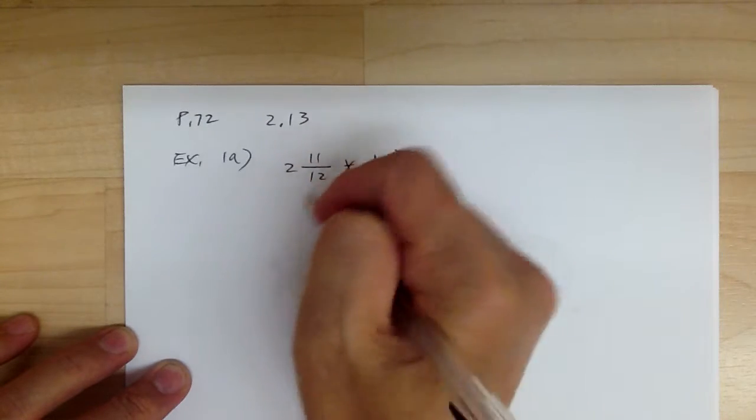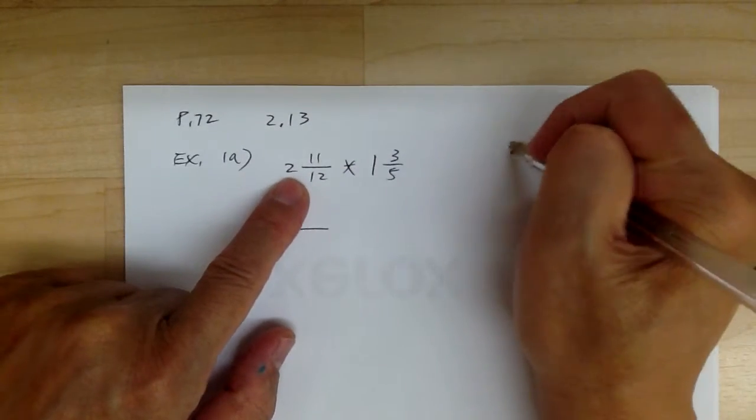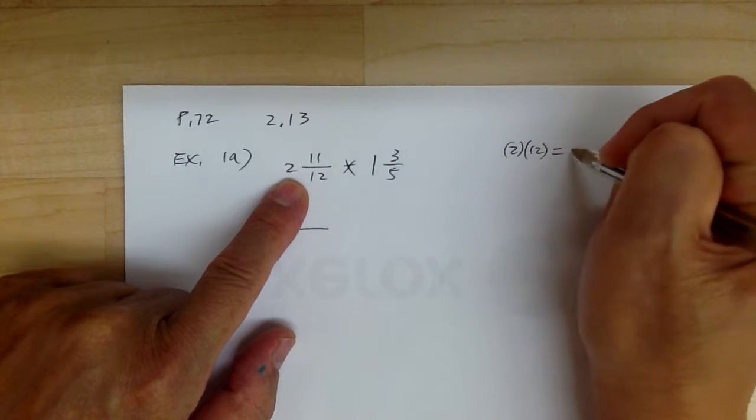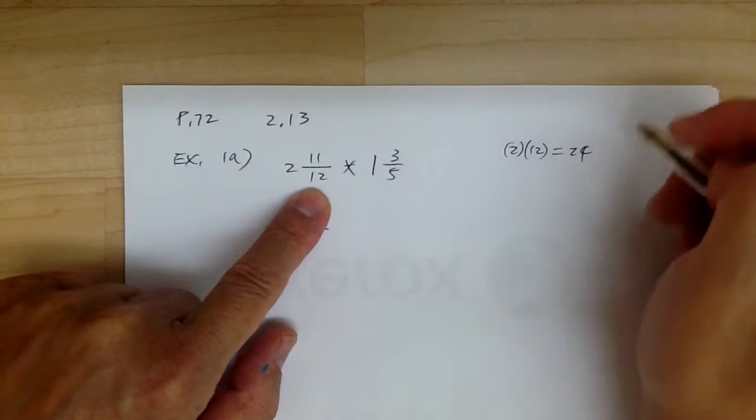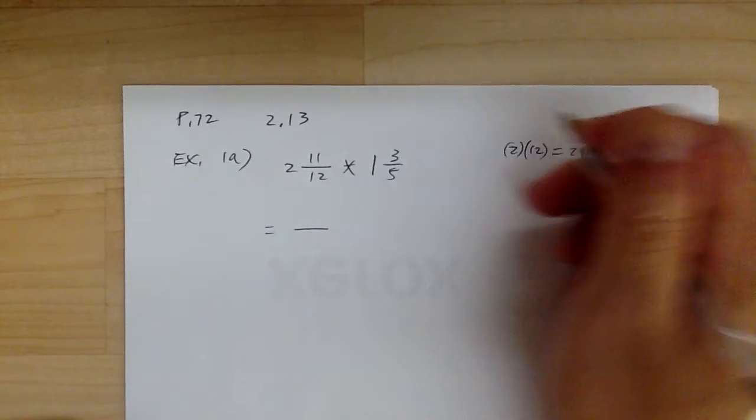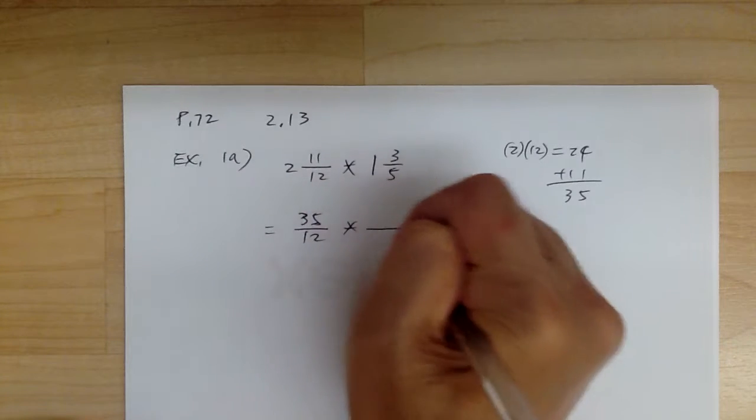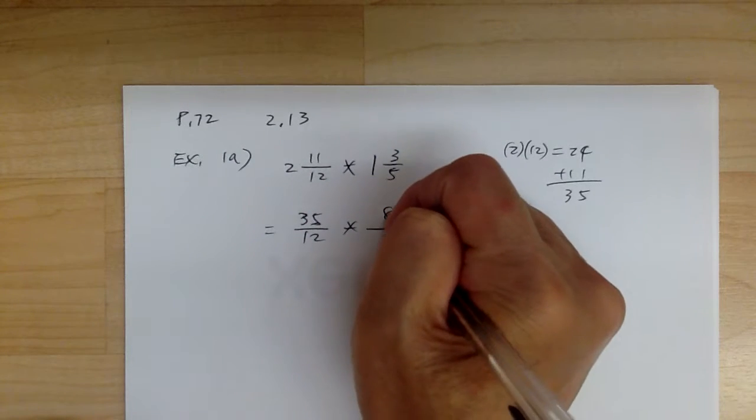So you need to convert this into improper fractions. Now if you cannot do it in your head, you go to the side. So 2 times 12 will give you 24, right? And then you plus 11, so it gives you 35. So you get 35 over 12 times 8 over 5.